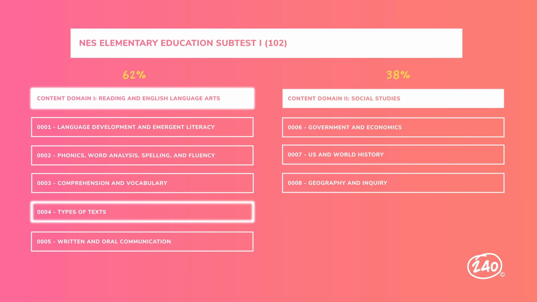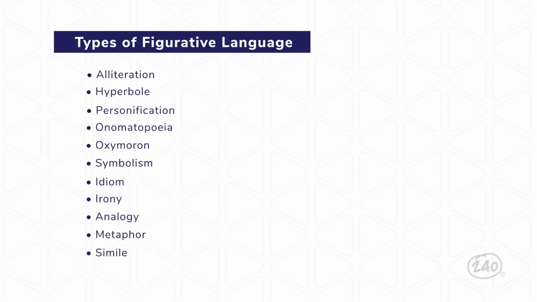Basically, you need to be able to thoroughly understand and analyze these texts before you can teach them to your students. Part of analyzing texts across genres is understanding different types of figurative language and how they are used. There's a ton of different types of figurative language that you'll need to know for your exam, but for now, let's zoom in on 2 of those.